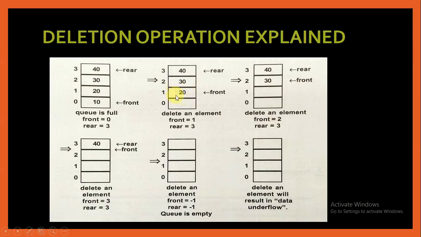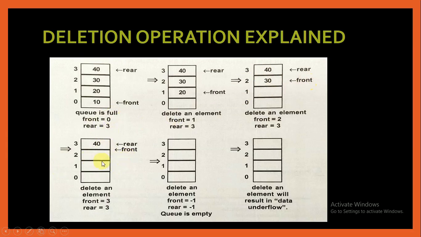So when I delete this element, front will simply be incremented by 1 and front will become 2. You can see here front will become 2 and rear will remain same. Rear is pointing to index number 3. Now deletion of one more element. Now the front is 2 and it contains the value 30. So if I try to delete 30, front will again be incremented by 1.